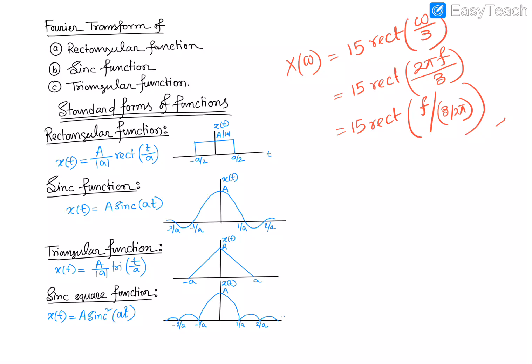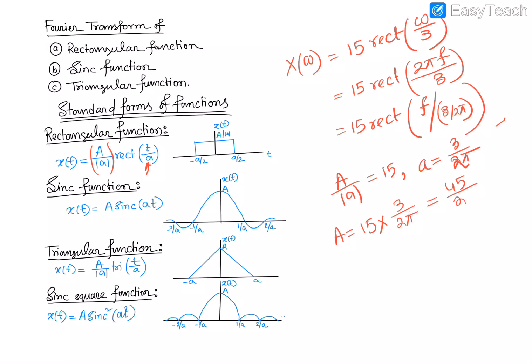So your A by mod a equals 15, and your small a equals 3 by 2 pi. So your capital A equals 15 into mod of small a, that is 3 by 2 pi. So this will be 45 divided by 2 pi.